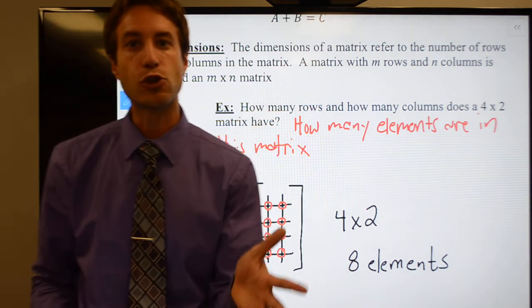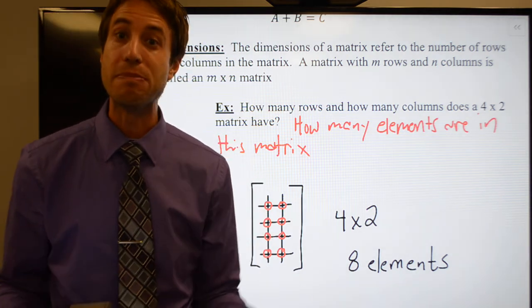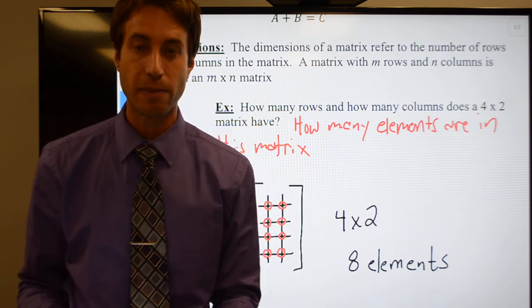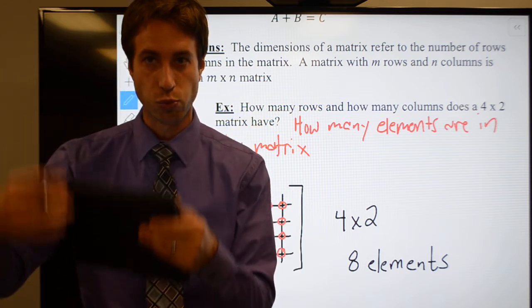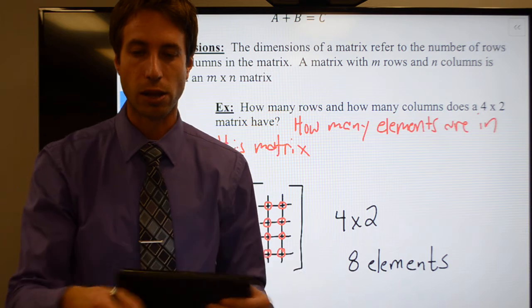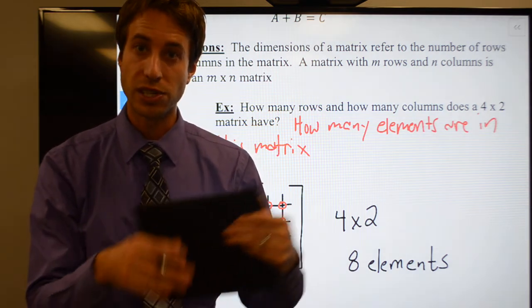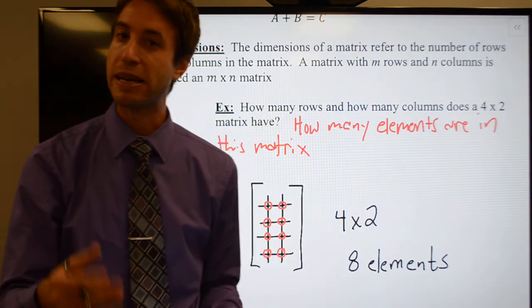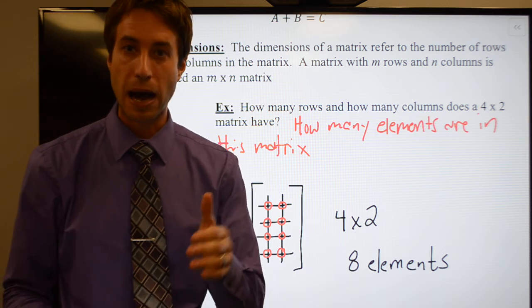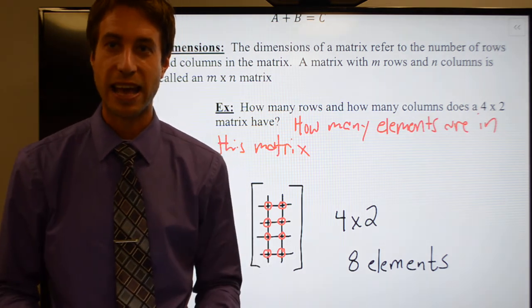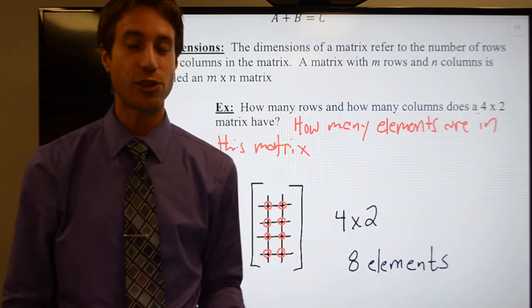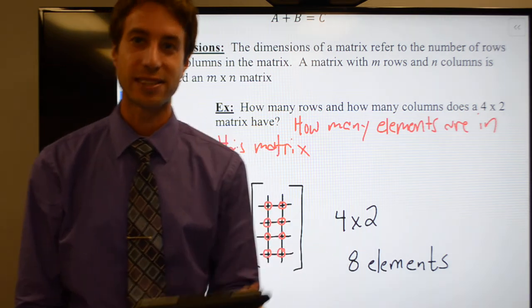All right, hopefully that gives you a good idea of what we mean when we talk about the dimensions of a matrix. Please remember it is rows first, then columns. M for rows, N for columns. So a matrix will always be M by N, whatever M and N are. Head on over to the next page of the notes and we'll keep talking about matrices. I'll meet you there.